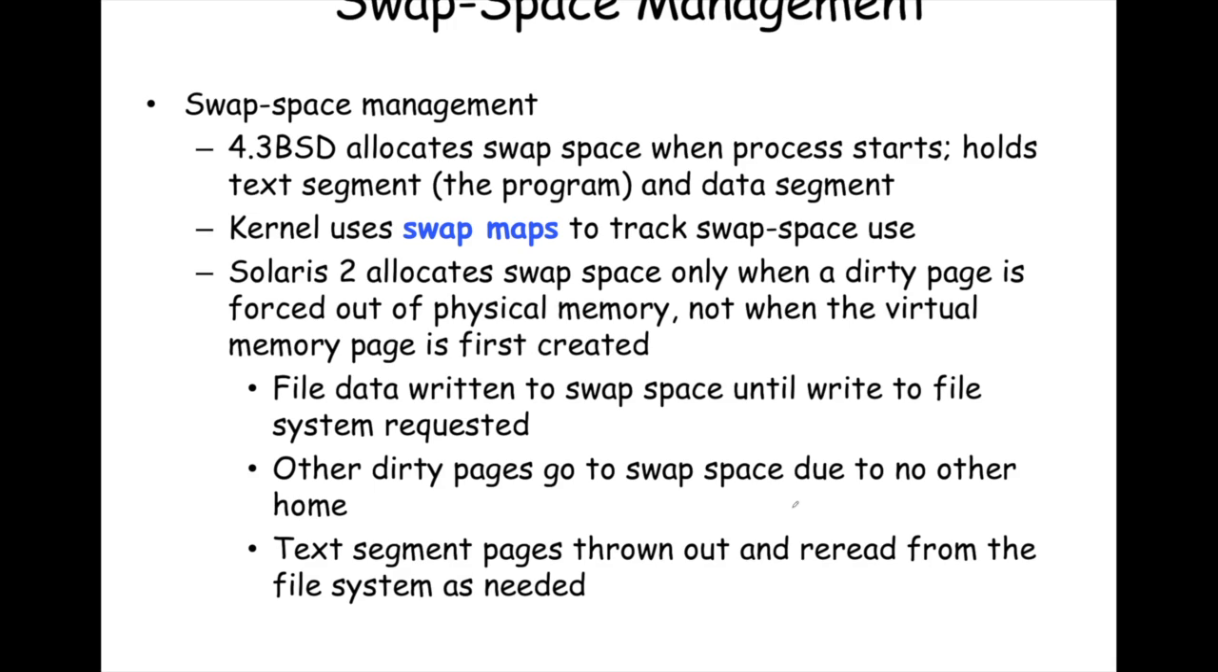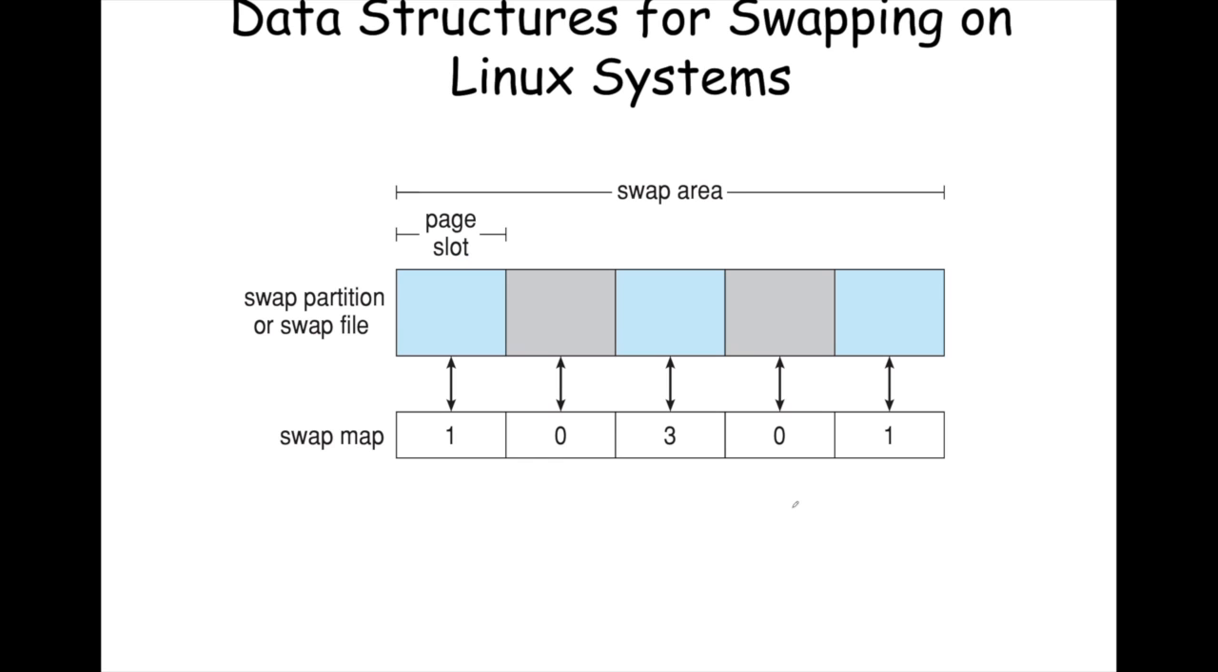Solaris allocates swap space only when there's a dirty page that needs to be written out. When something has been updated and you want to swap out, that's when you make use of swap. And so file data is written to swap space. It's deferred until you need to write the file, right? And other dirty pages go to swap because there's no other place to put it. And then things that are read-only, like your text segment that has your code, that's thrown out because it's more efficient to reread it from the file system.